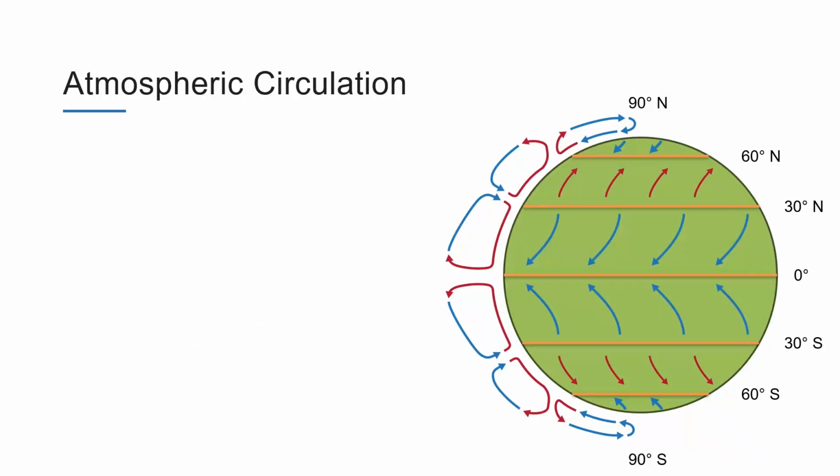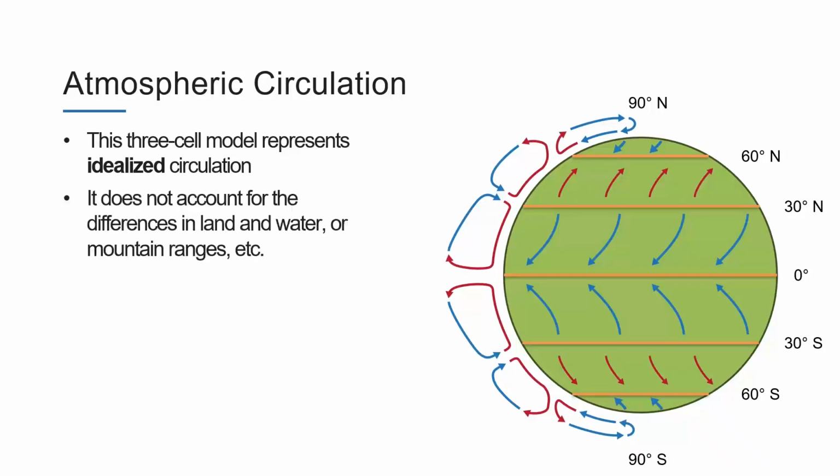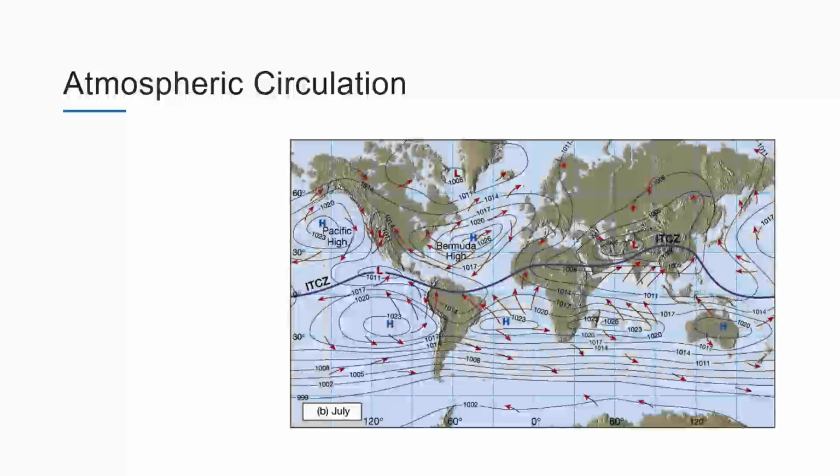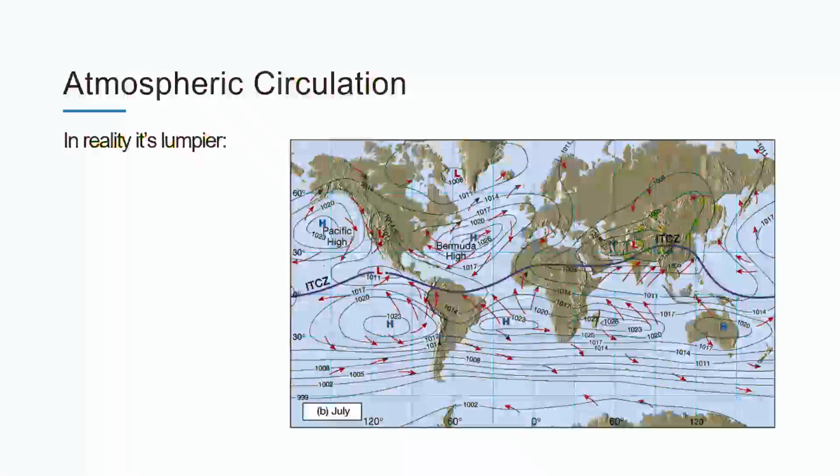One thing to note here is that this three-cell model featuring the Hadley, Ferrel, and polar cells is just that. It's a model. It's an idealized way of thinking about the Earth's atmosphere, because it makes it easier to understand and learn. But it doesn't account for a lot of other differences found at the Earth's surface, like the differences in heating between land and water. It doesn't account for mountain ranges, and so on. In reality, the atmospheric circulation on Earth is more lumpy.